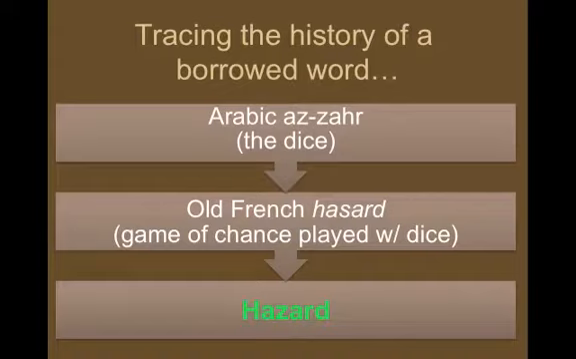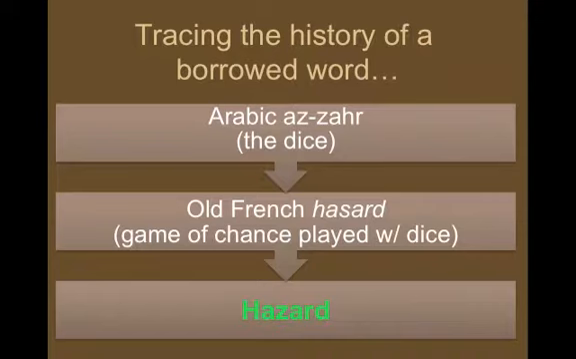So as you can see, through time, the meanings of words kind of change and develop into different things. But it's interesting to see where they came from, because usually there's something in that history of the word that's still with us. So even though hazard doesn't have anything to do with the Arabic word dice, we still have a really similar connotation, and the idea of something that's dangerous or risky is still present in our modern definition.